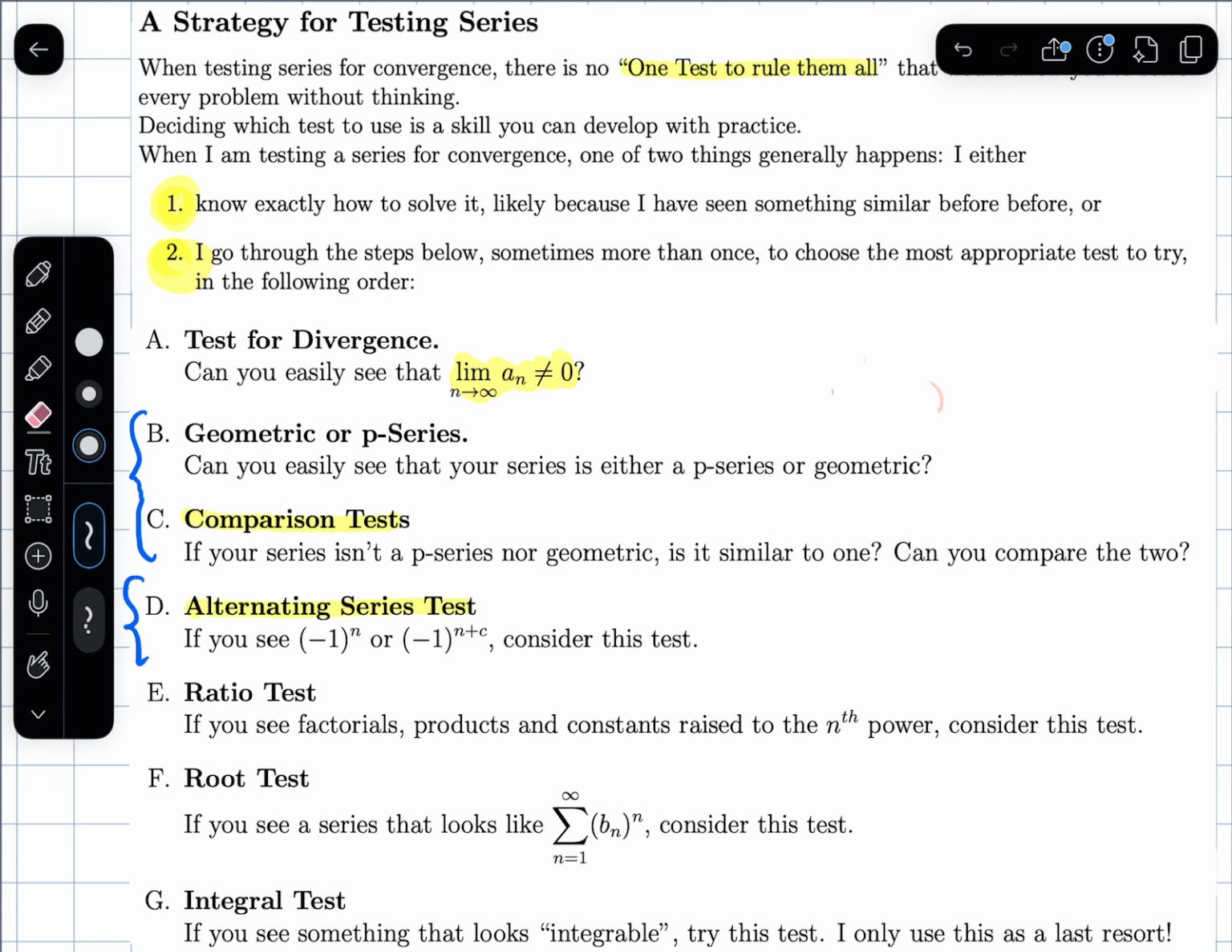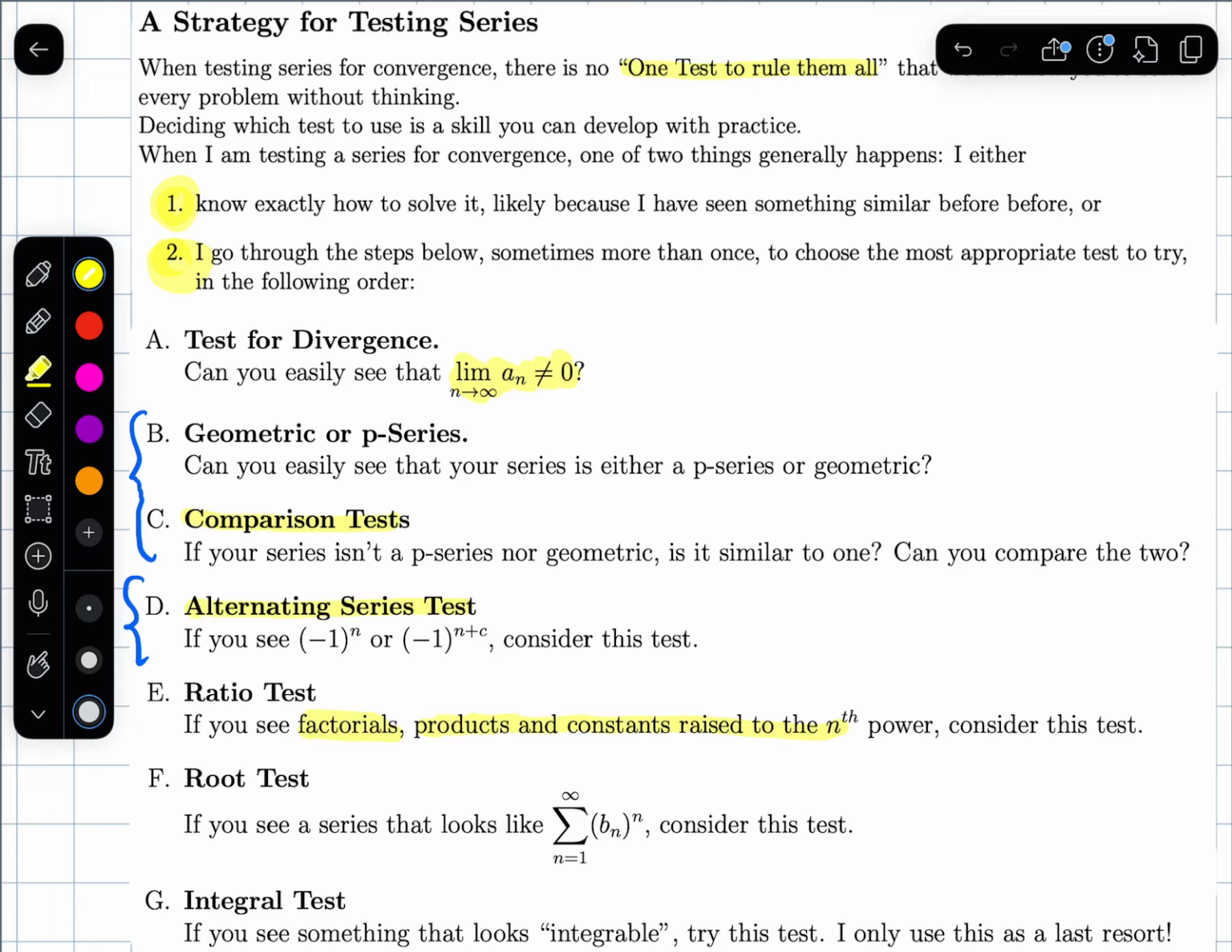But either way, you can do what you want with these steps. This is nothing mandatory. I'm just trying to outline what I want to do, and then after this, I'm going to go over a lot of examples of each of those steps here with you. Then if it's not alternating, I'll think, is this something that the ratio test would work well with? For example, do I see a factorial? Do I see a product of a lot of constants to the power of n?